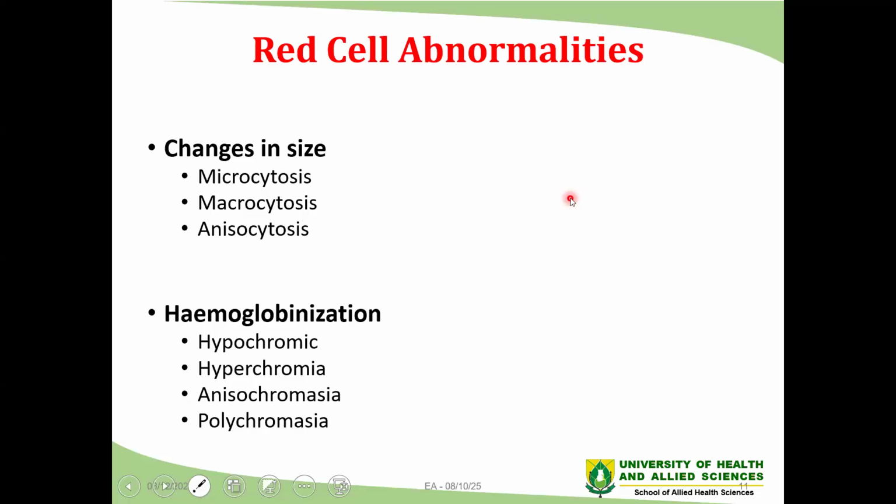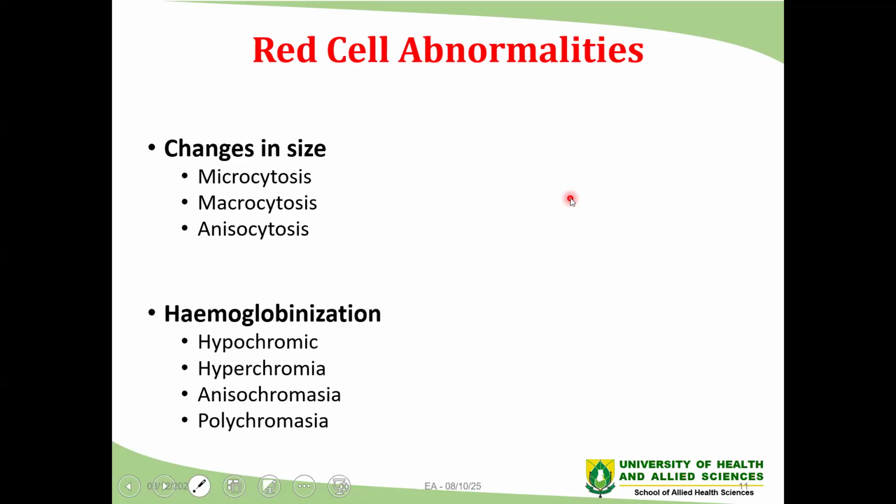Then we also have anisochromia or anisochromasia, and that is when you have red cells within the blood film having different amounts of hemoglobin. So you might see a red cell that looks hypochromic, a red cell that looks normochromic, a red cell that looks hyperchromic, all found in one patient.